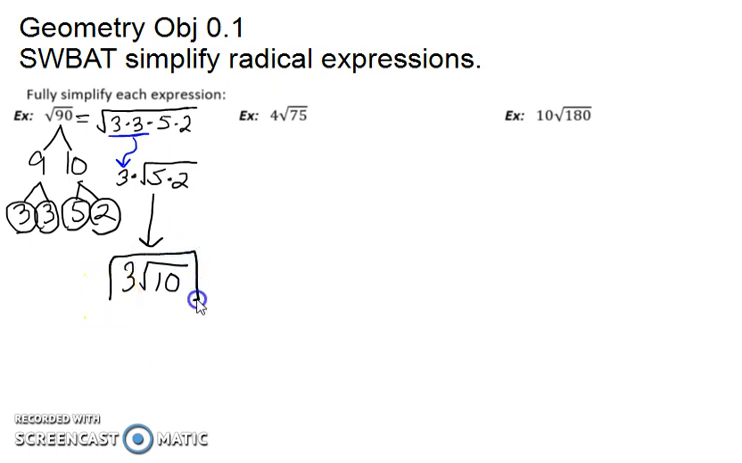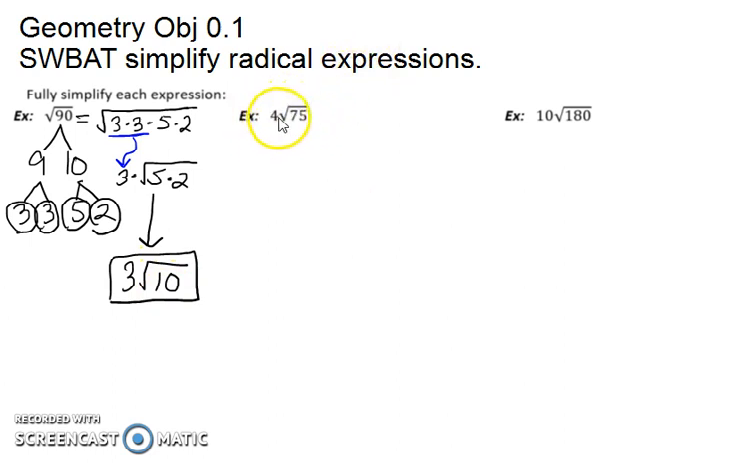And to check your answer, you can type the square root of 90 into the calculator, and when you do, you get 9.49 approximately. And you type this into the calculator, 3 square root 10, and you also get 9.49. So these are equivalent radical expressions, but this is simpler because the numbers are smaller and there's fewer factors inside the square root. So let's try this again.